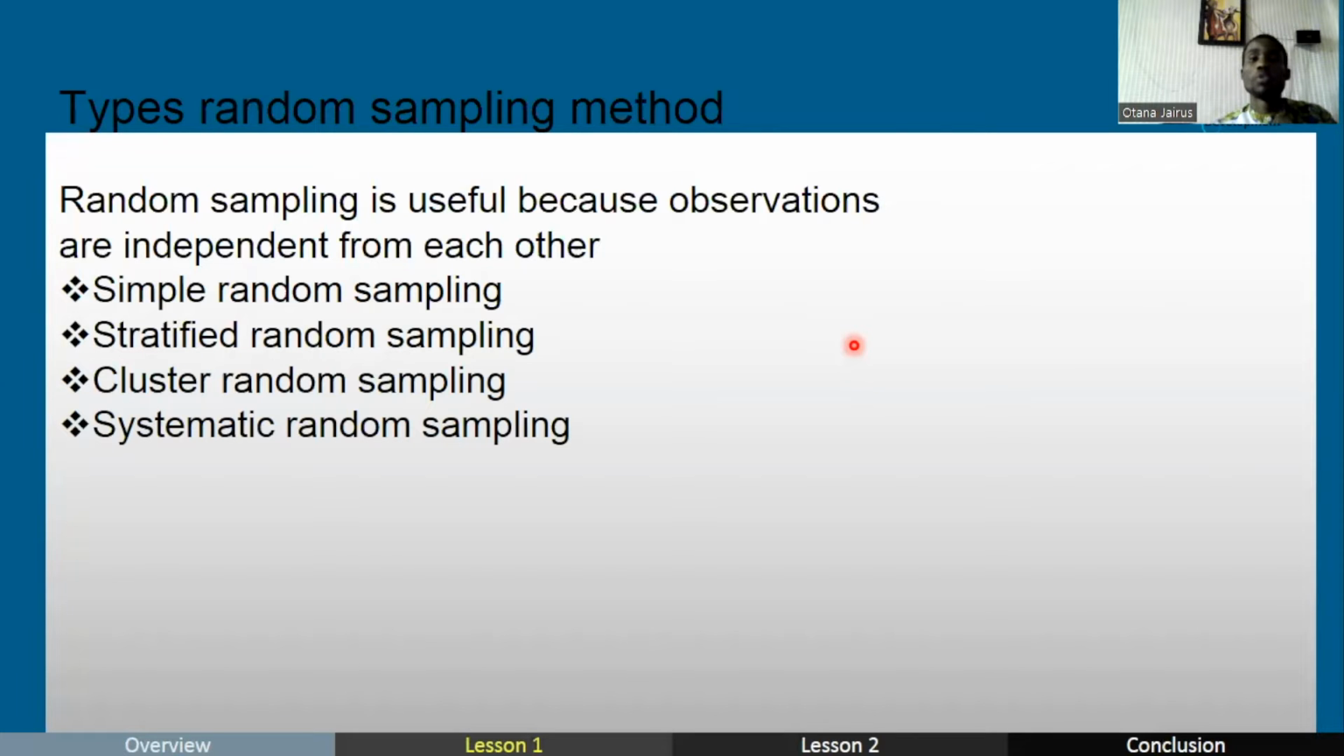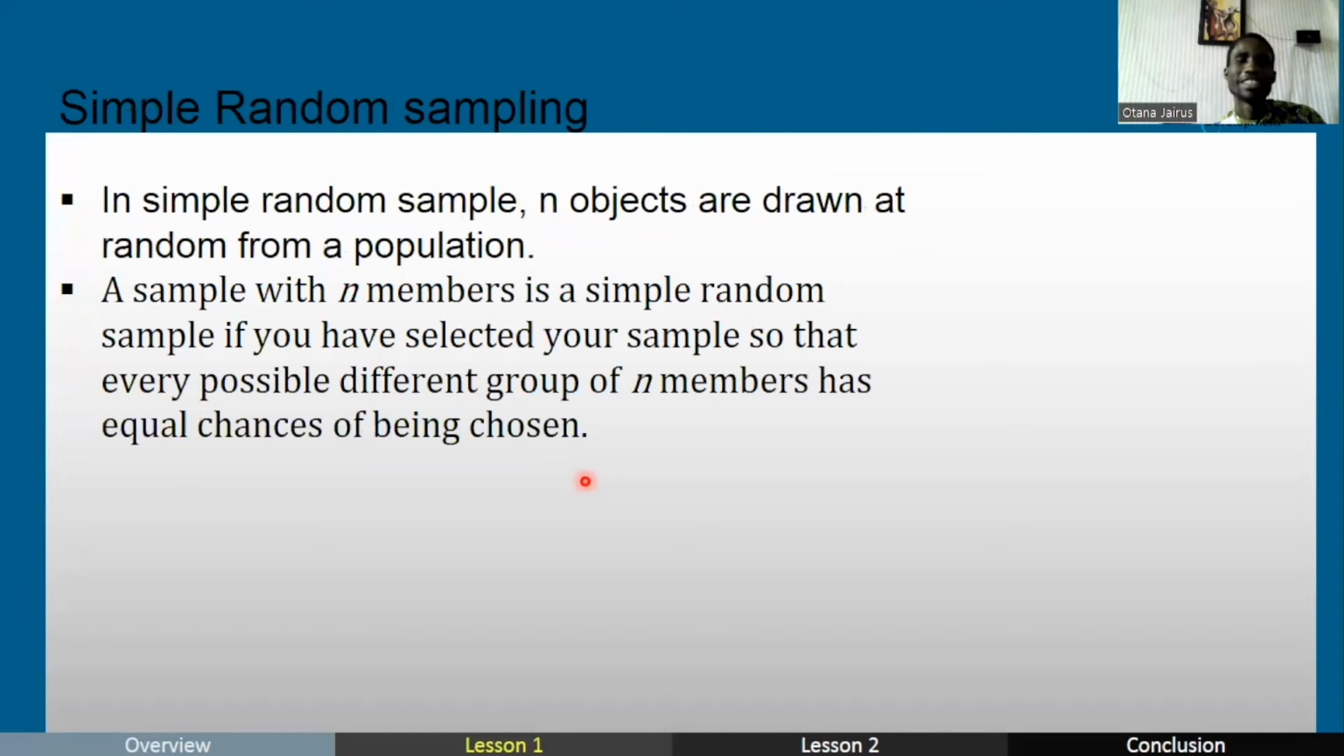Then you have types of random sampling. Random sampling is useful because observations are independent from each other. And of these types of random sampling, we shall just discuss a few of them. You have simple random sampling, stratified random sampling, cluster random sampling, and systematic random sampling. Okay. What is simple random sampling?